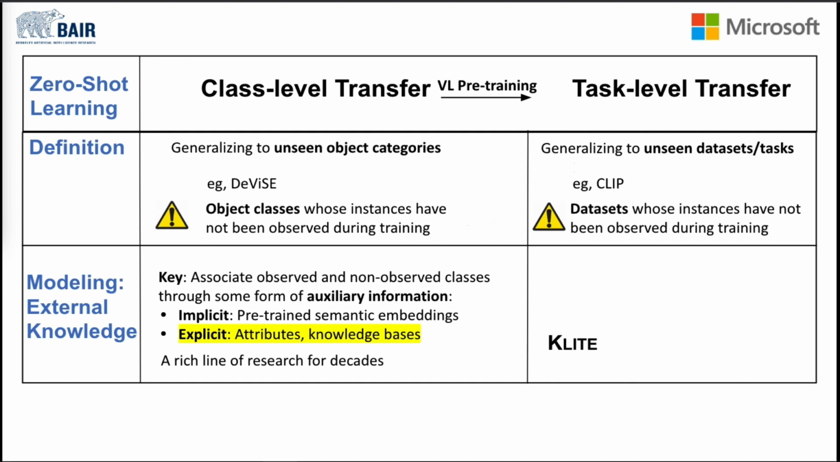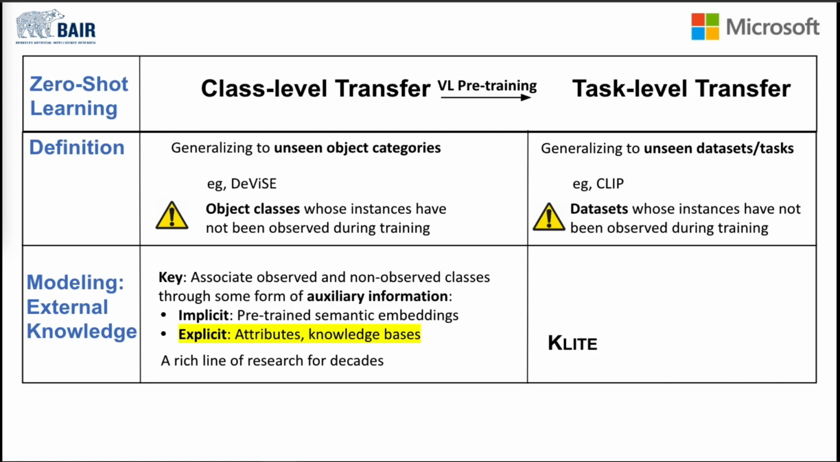Let's start by reviewing existing research and the current trend. Zero-shot learning has been studied for at least one decade in our computer vision community. Most research investigates how to build models that generalize to unseen object categories in a single domain. I will call this traditional setup class-level transfer.